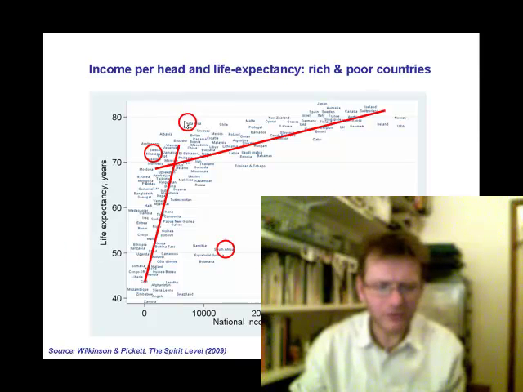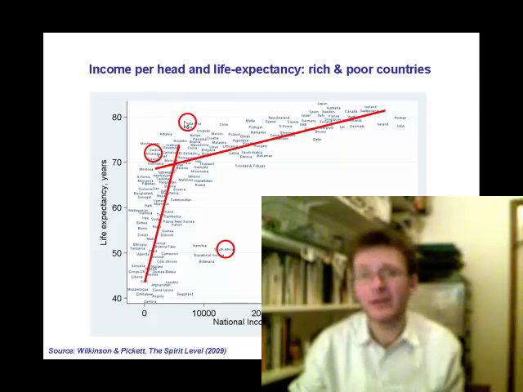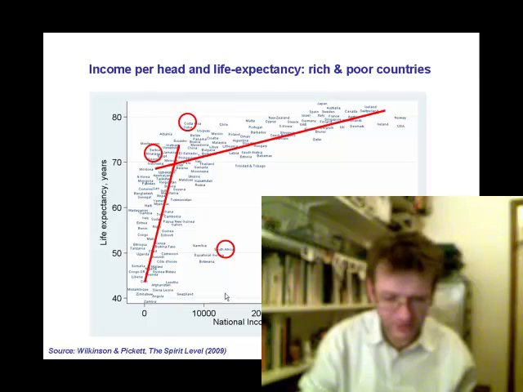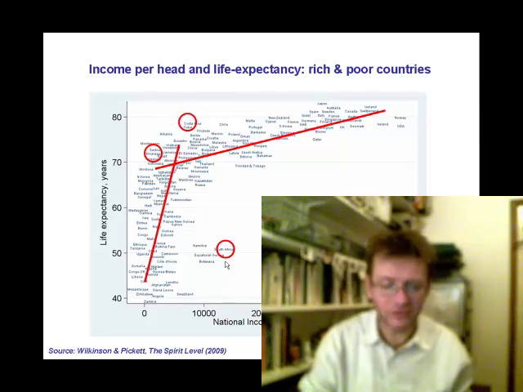In contrast, if we take South Africa, despite its relative wealth as a country, we can see that South Africa has a national income per person of about 13 or 14,000, its life expectancy is still very low, only about 50 years.